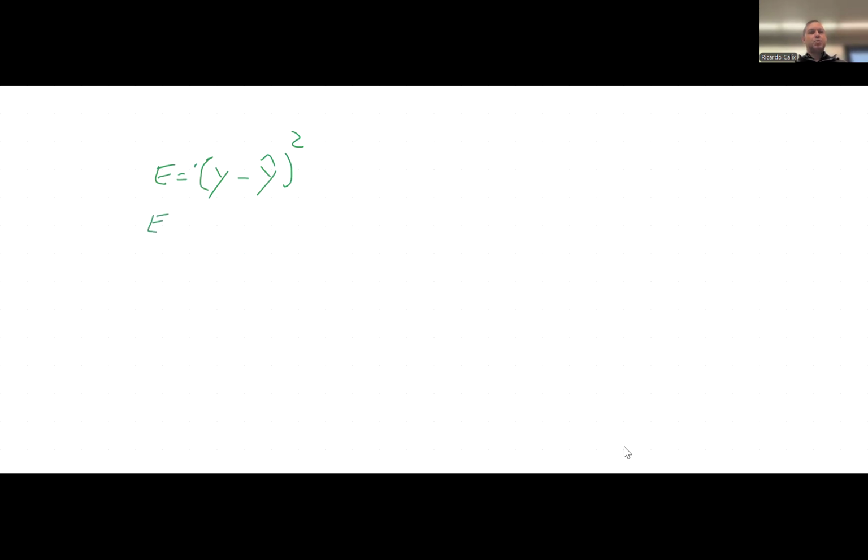I'm going to replace this y hat with the actual formula. Okay, here we go. I'm going to simplify it to just x1 W1 plus B, right? Just think of it that way.